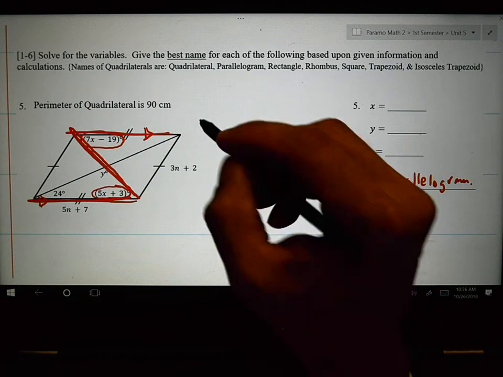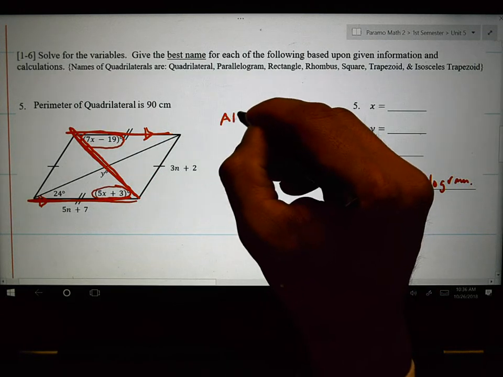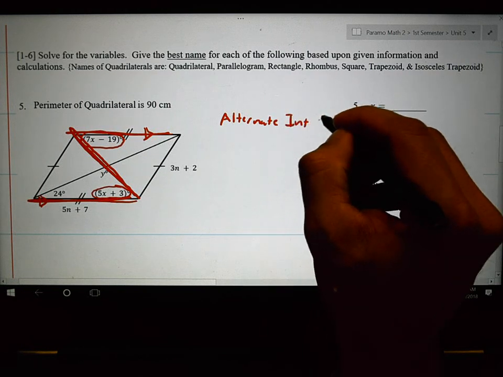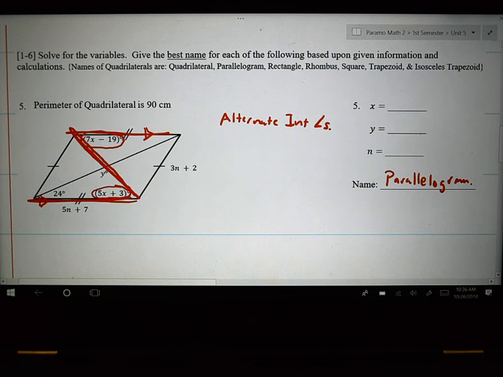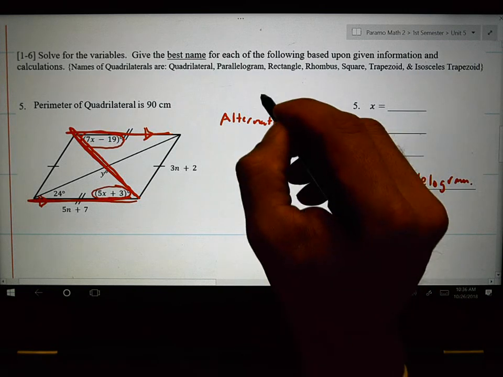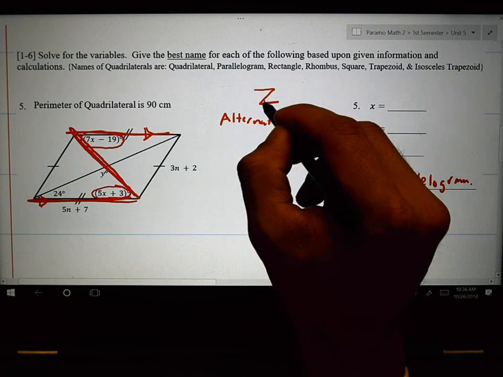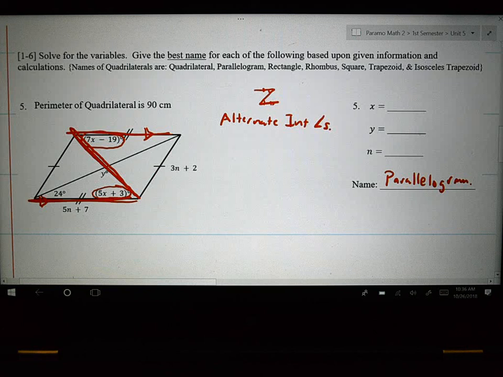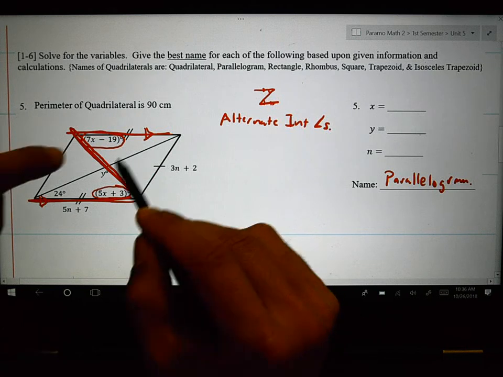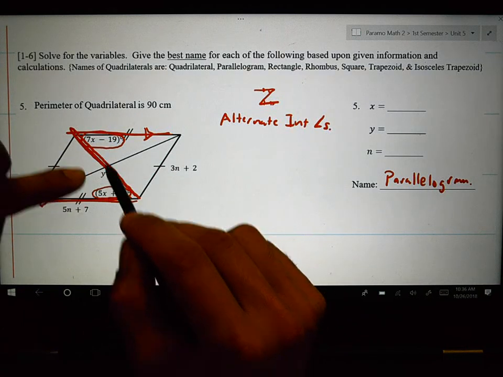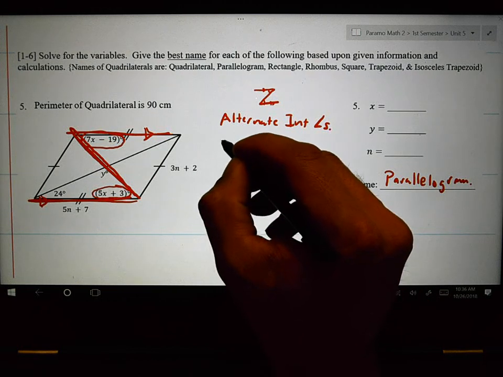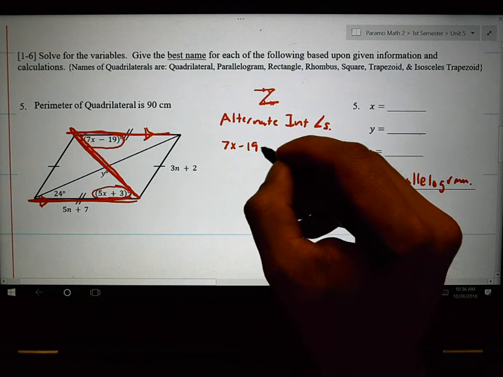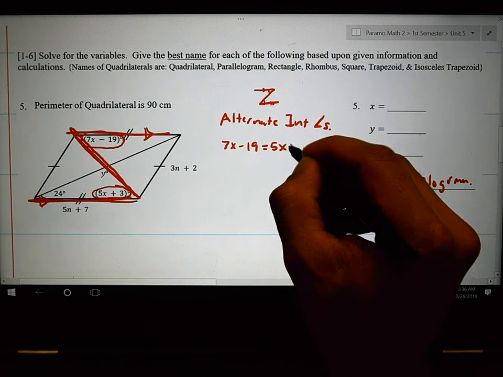These are called alternate interior angles. Alternate interior angles are the ones inside a Z. They're also called the Z angles that are congruent to each other. If you have parallel lines, the alternate interior angles are going to be equal to each other. You can set 7x minus 19 equal to the 5x plus 3.